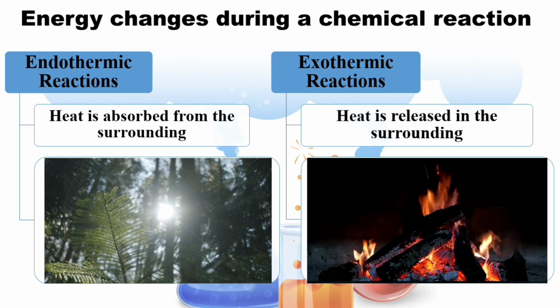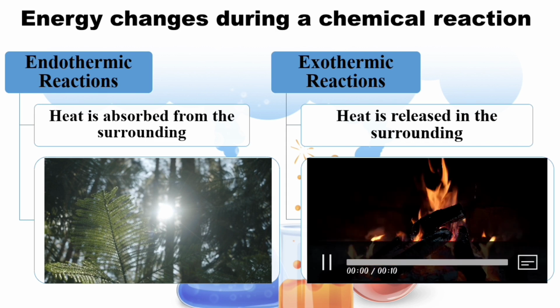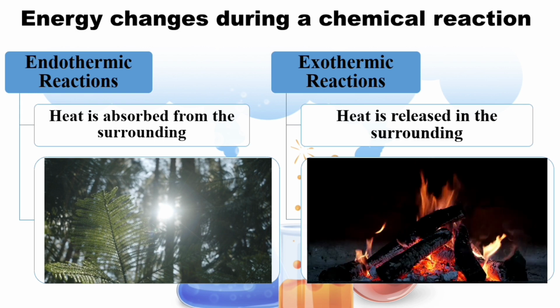We can take the example of, as you can see, burning here. The chemical reaction goes on. Oxygen reacts with the carbon of the coal, or oxygen reacts with the carbon of the wood, and then what happens? The heat is released to the surrounding, the energy is released to the surrounding. So these are called exothermic reactions. In endothermic reactions, heat is absorbed, and in exothermic reactions, heat is released.